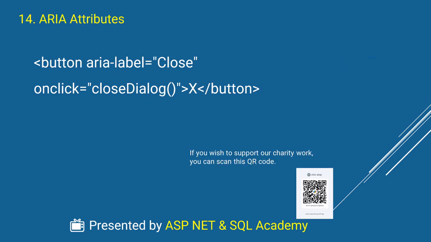Area attributes are used to improve accessibility. They provide a way to make dynamic content and interactive elements more accessible to users with disabilities.